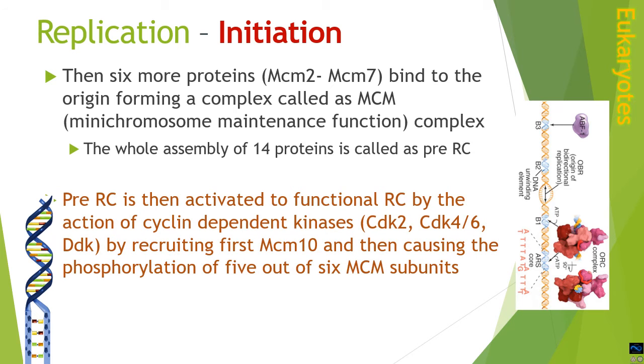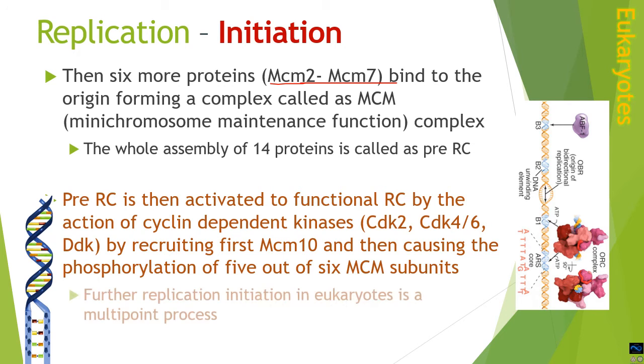The pre-replicative complex is then activated to do its function of initiation of replication by cyclin-dependent kinases. The cyclin-dependent kinases recruit MCM10 and then cause the phosphorylation of the MCMs, which are already present there, MCM2 to 7, any of the 5 being phosphorylated. As soon as the phosphorylation of the mini chromosome maintenance function complex happens, the pre-replication complex becomes a replication initiation complex, and then the replication moves further on to the initiation process.